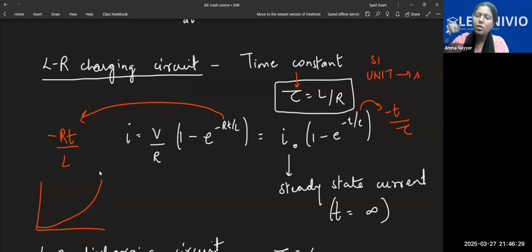So when you switch on the circuit, the current increases due to charging, and it gives you a graph like this, which is exponential. So this equation is obtained.